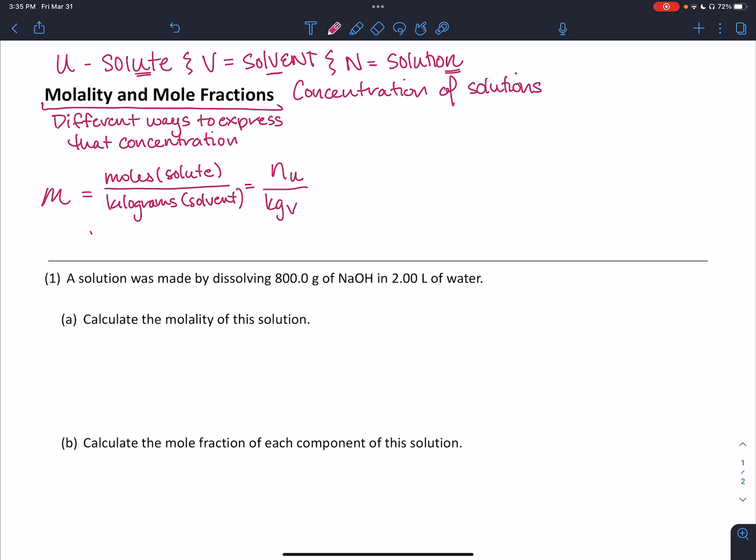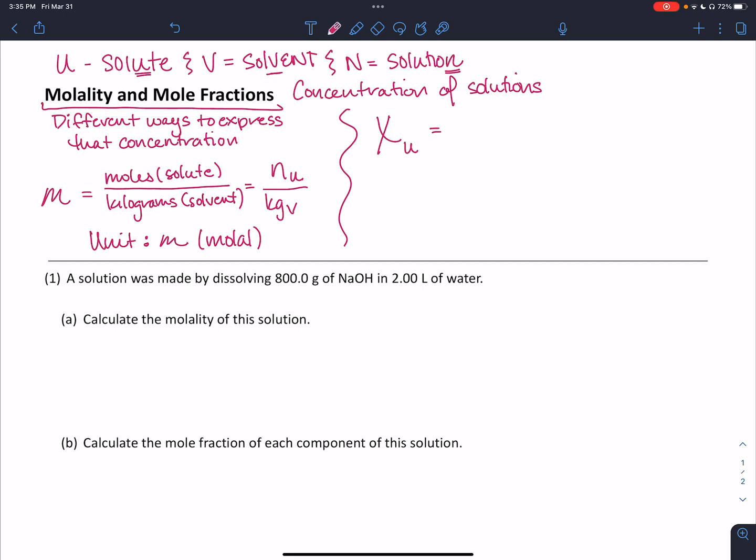Now the unit here would be moles per kilogram, or just like molarity, we sometimes just use a lowercase, italicized m, or you might see the word molal in the problem, just like we use molar for molarity. Now, mole fraction, let's just do it for the solute, is exactly what it sounds like.